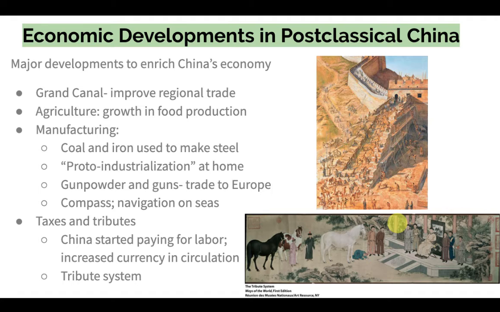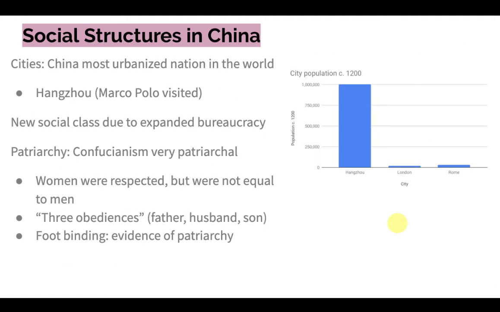Traders were required to kowtow to the emperor, shown here, in order to trade with China. This ritual was meant as a reminder that at this time, China was the world's economic powerhouse. So now we have pink at the top because we're moving on to social structures.